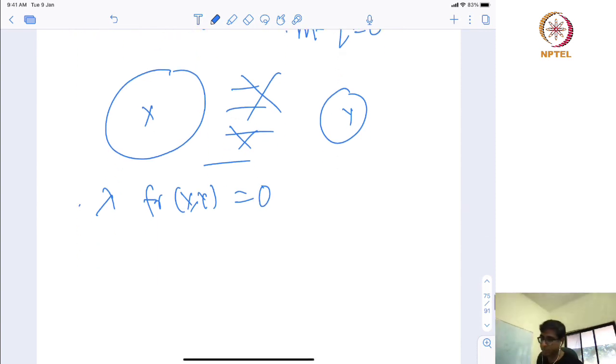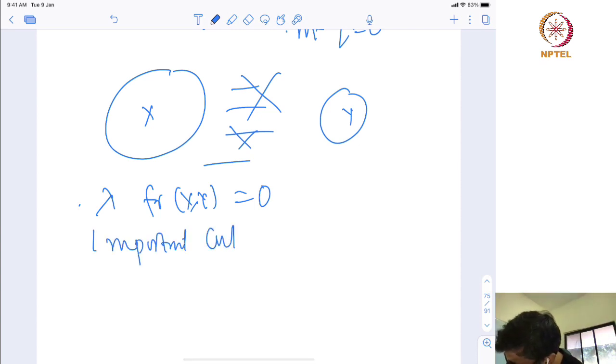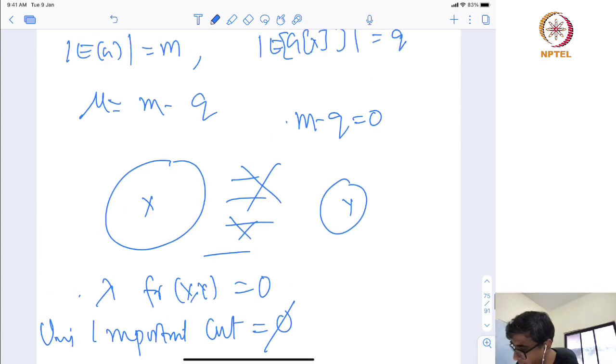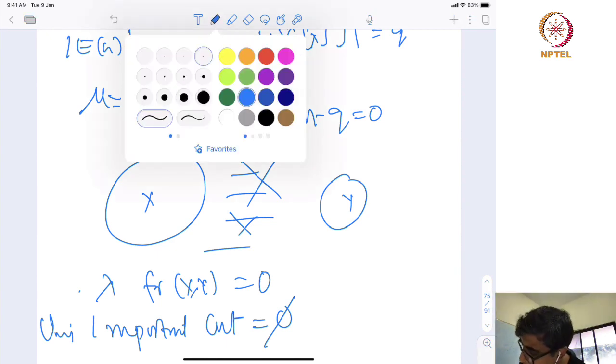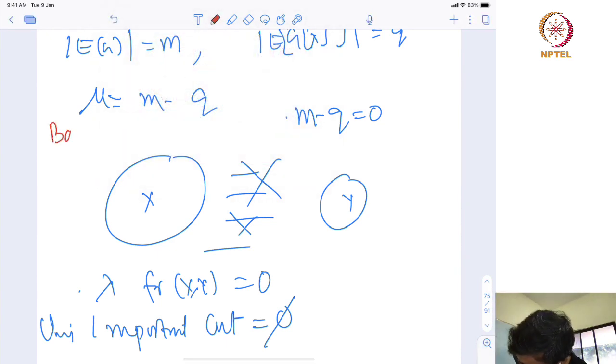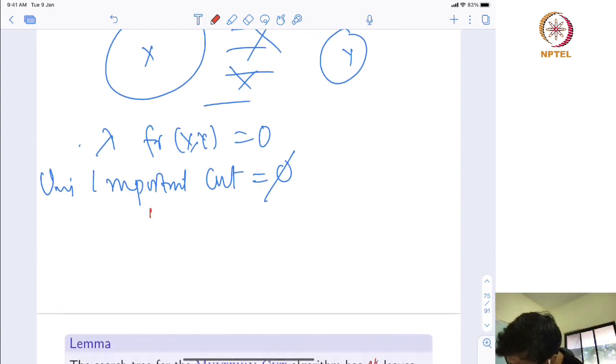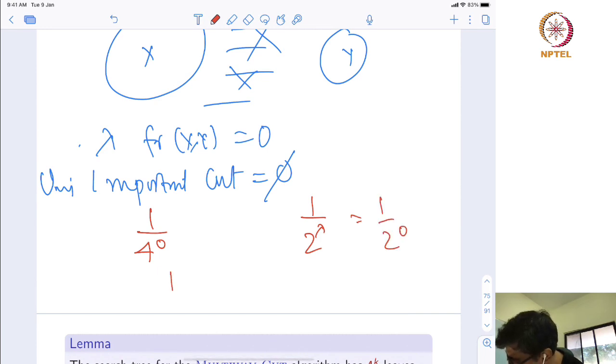Then in this case, what is my left hand side? In this case, there is a unique important cut, and that has size the empty set. This is the base case, okay? So the left hand side will be 4 to the power 0, and the right hand side is 1 by 2 to the power lambda, which is equal to 1 by 2 to the power 0. So both are 1. So this is fine.